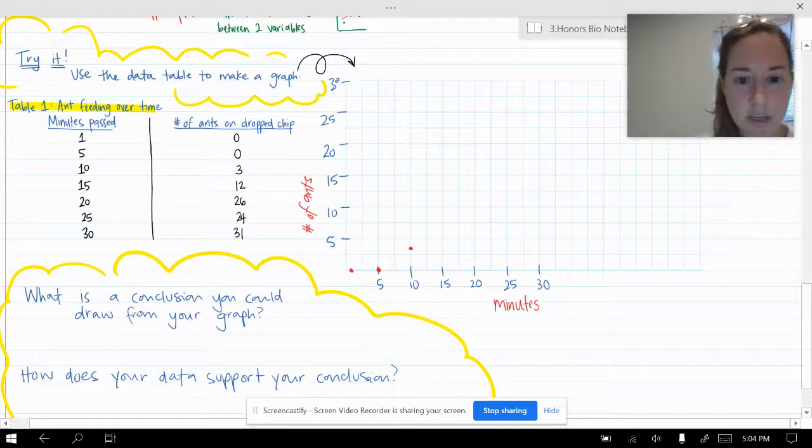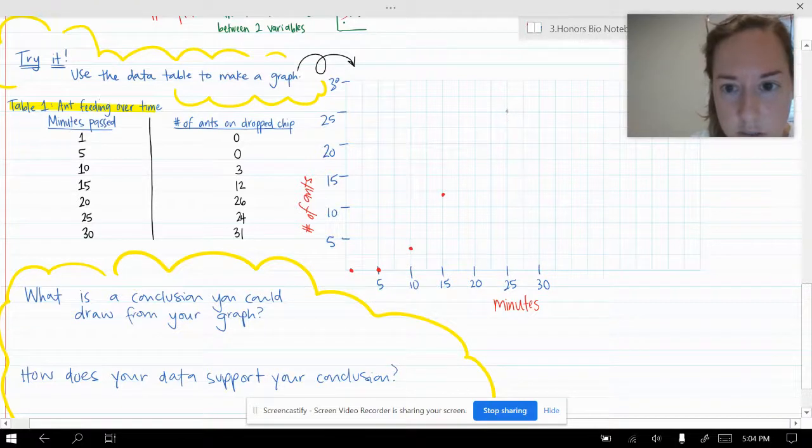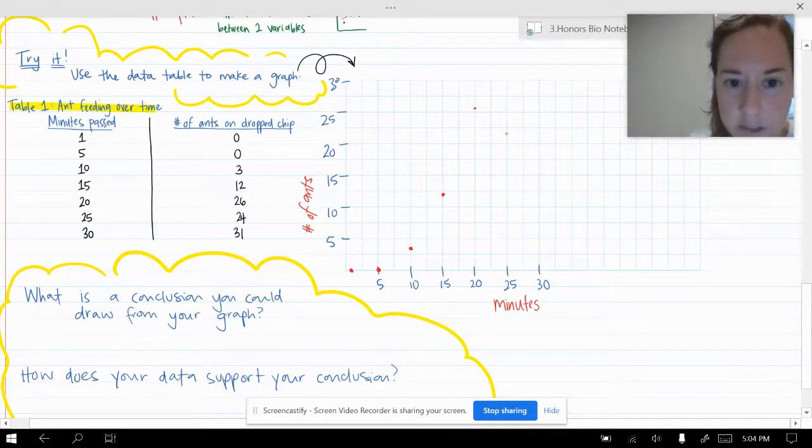At 15 minutes, 12 ants, so right about there. 20 minutes is 26 ants. Oops, wrong spot. Should have been at 20 is 26. 25 is 24. And then 30 is 31.